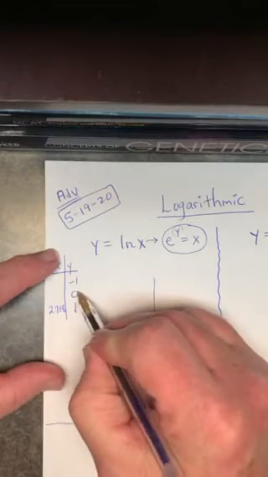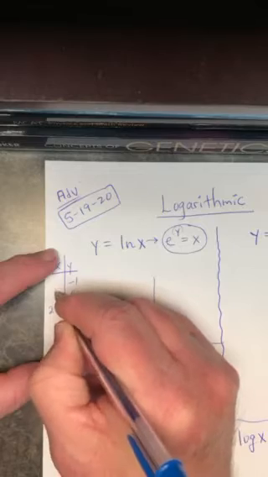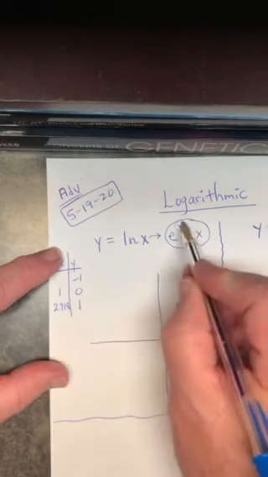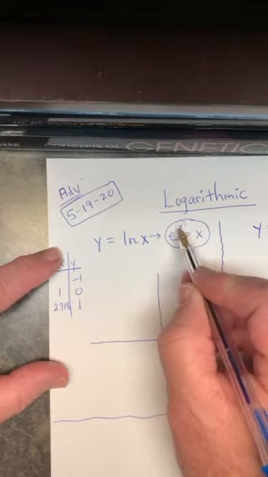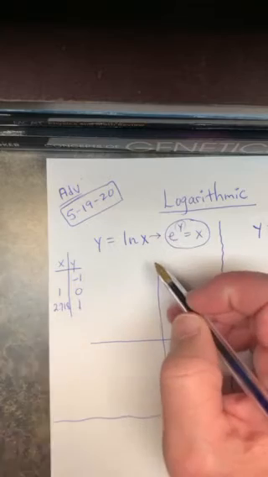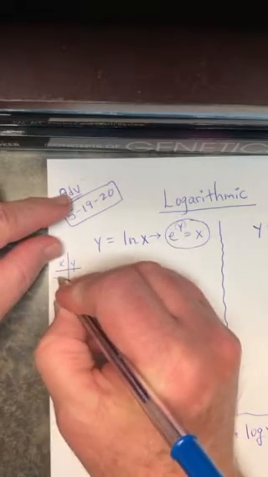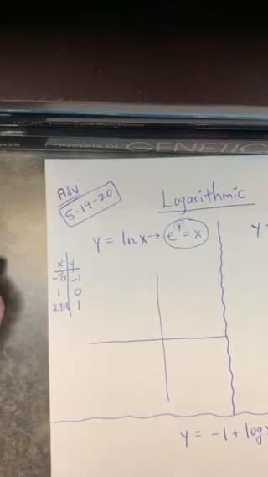Let's take 0 and go plug it in for y. Anything to the 0 power is 1. Now careful, when I take -1 and plug it in for y, I'd have e to the negative first, right? Which is really 1 over 2.718. So it's really about 1/3. So I'm going to put approximately 1/3.